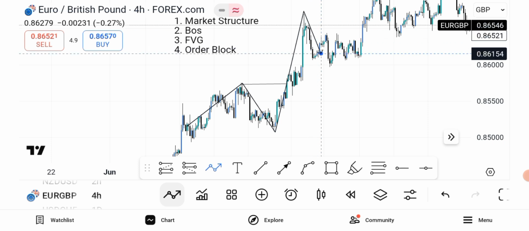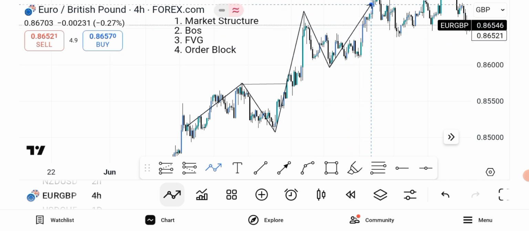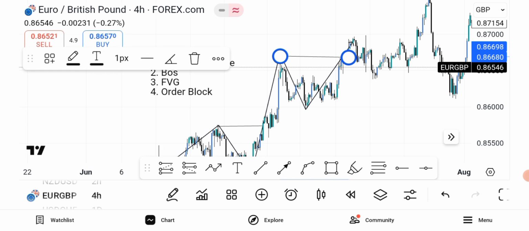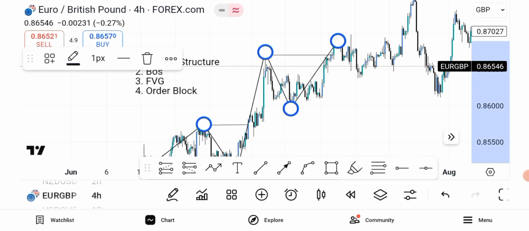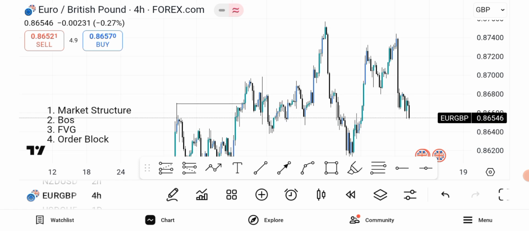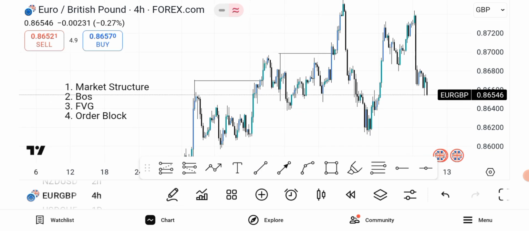It formed another structure, it went down again, and then as you can see, it broke a structure again, forming a break of structure to the upside. Let me remove this one. After that, I marked my break of structures. That was my second confirmation that told me that we are involved in an uptrend.